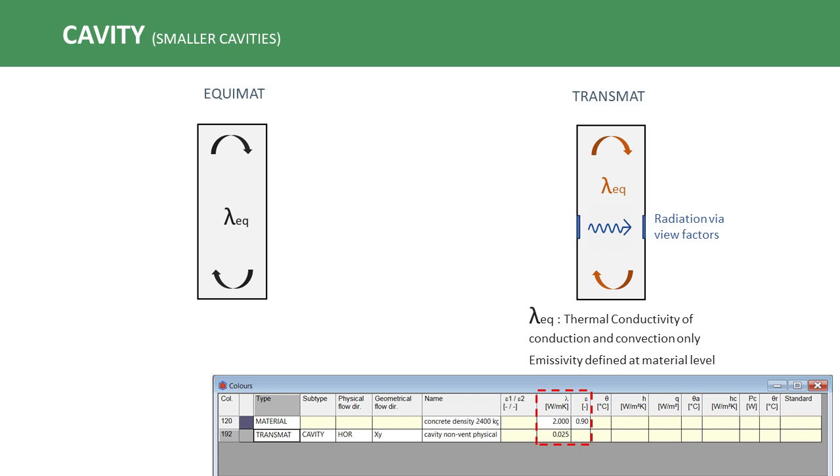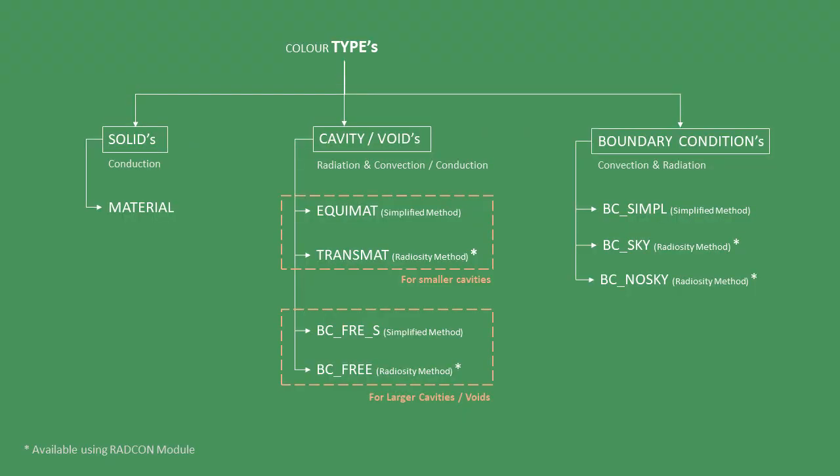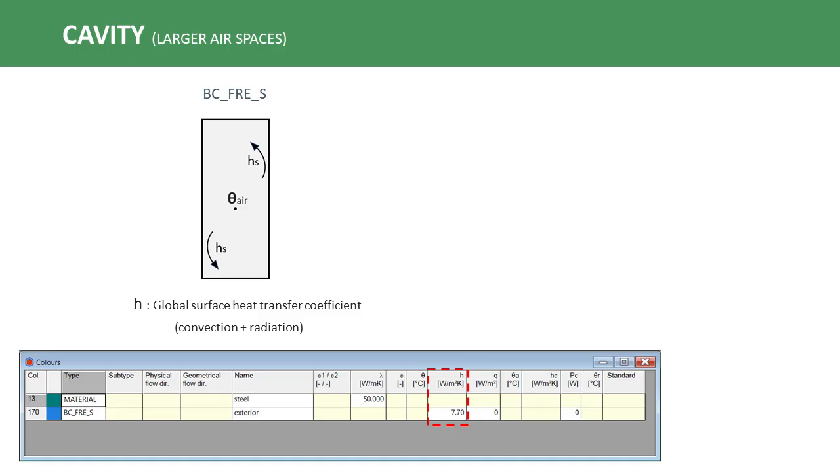Hence, in such cases of performing analysis using the radiosity method, emissivity input is enabled under infrared radiation. We have seen till now the approach to model heat transfer through smaller air cavities with Equimat and Transmat. Now, for larger cavities, say for example more than 300 mm, it's more practical to model the air space with one central temperature node, assuming perfectly mixed conditions. Here again, we can distinguish between a simplified method and detailed radiation via view factors for infrared radiation.